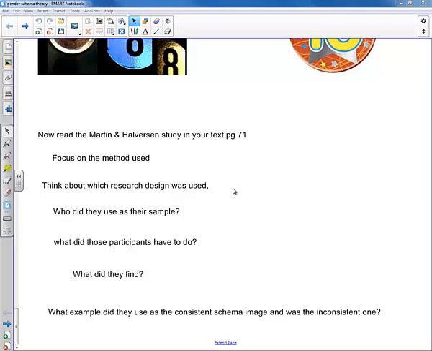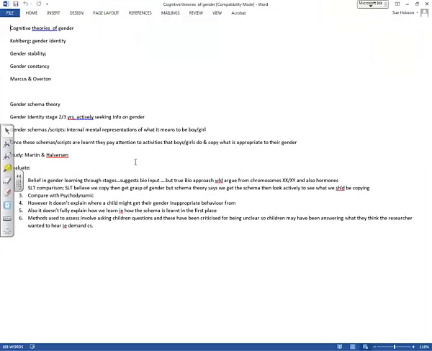But that's not enough, because we also, of course, need to be able to evaluate those theories. So let's have a look at some notes on evaluating them. I've brought up another little document. It's a bit of a summary. We can use this one. Let's have a look at this. So we've talked about Kohlberg.